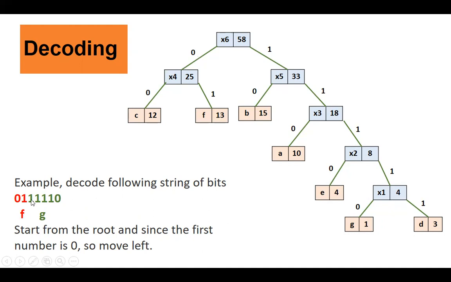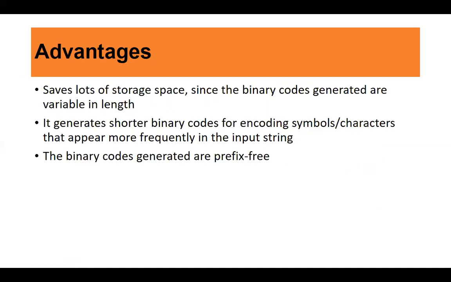Now, next you read again 1. So go back to the root. 1 means going to the right side. Again you read 1. Again you read 1. Again you read 1 and then you read 0. Now you have reached a leaf node, that is G. So print G, right? So it is very simple to code and decode. And there is no ambiguity here because none of the codes are a prefix of other codes. Is it fine? Okay.